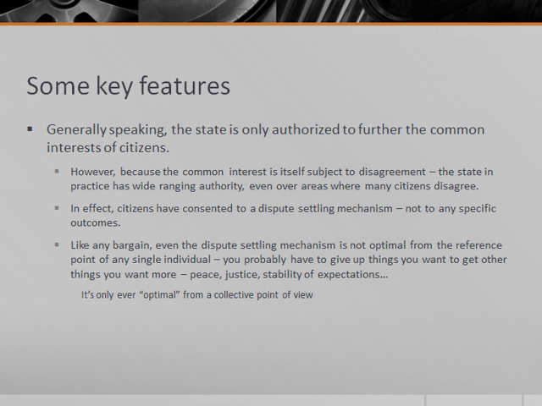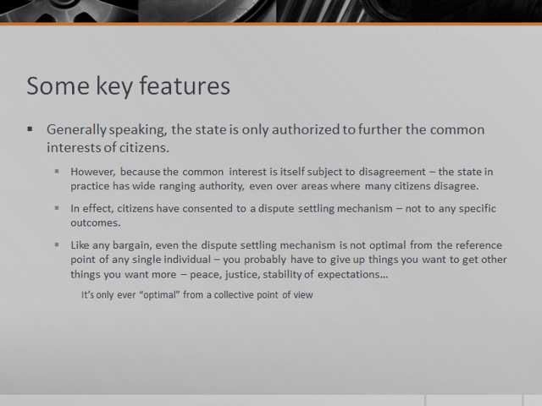Now, generally speaking, the state is only authorized to further certain common interests of citizens. That is to say, the purpose of the contract is to further our common interests, not to further the private interests of some of the public over other private interests of other parts of the public.